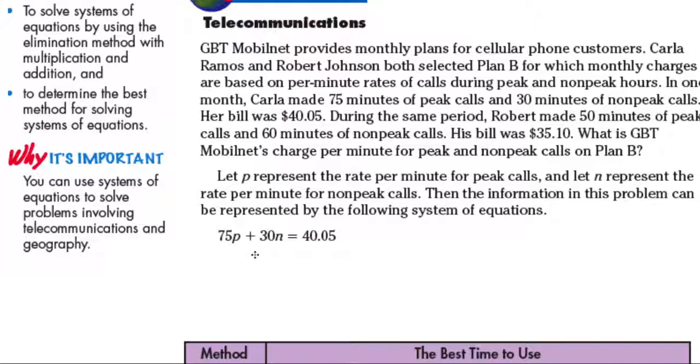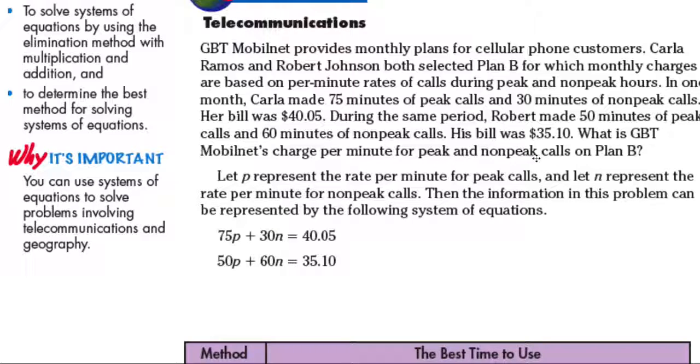The next equation that we can derive from this is 15p plus 60n equals $35.10, where Robert made 15 minutes of peak calls and 60 minutes of non-peak calls, and his bill for that period was $35.10.